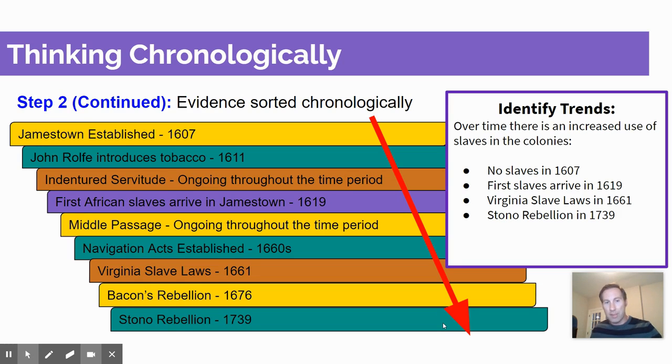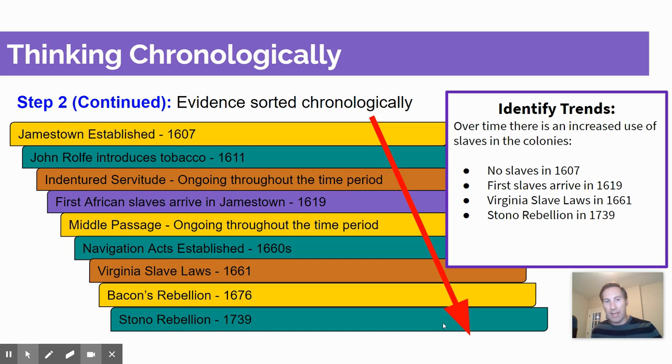So we can see, for example, at the beginning, there is no slavery. We know because the first slaves weren't actually introduced until 1619. And then we start to see that there's so much slavery happening that by 1661, the Virginia slave laws are being put in place. So if they're starting to pass legislation, we know there's an increase in slavery in the colonies. By 1739, we know that there's a rebellion, a slave rebellion. And so that indicates an increase in the use of slaves within the colonies from this time period. So that's the kind of chronological thinking that I'm trying to do. And putting the things in order is going to help you achieve that.